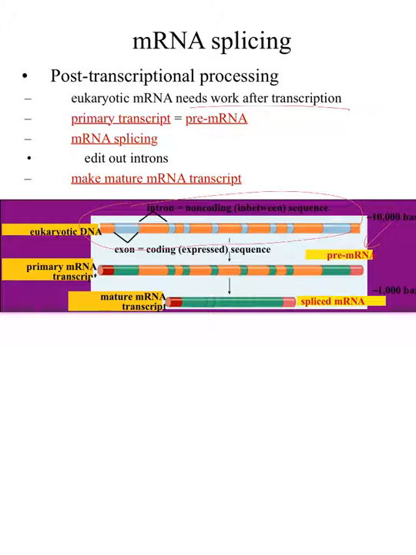So what we're going to do is do mRNA splicing, okay? And basically we're going to take the introns out. So you can see all the orange pieces get cut out of the strand, and we're left with a mature RNA transcript that only contains the exons. And so now it is called a spliced mRNA strand.